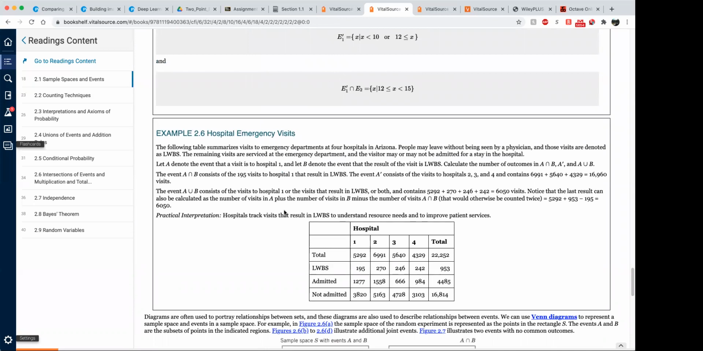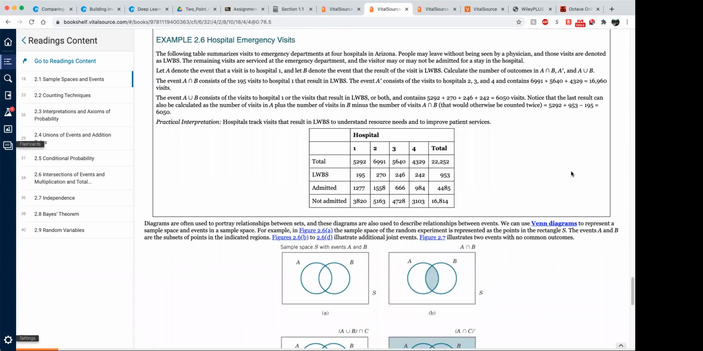The following table summarizes visits to the emergency department at Ford Hospital in Arizona. People may leave without being seen by a physician, and those visits are denoted as LWBS. The remaining visits are serviced at the emergency department, and the visitors may or may not be admitted for a stay in the hospital. Let A denote the event that a visit is to hospital 1. Let B denote the event that the result of the visit is LWBS. Then calculate the number of outcomes in A intersection B, A complement, and A union B.